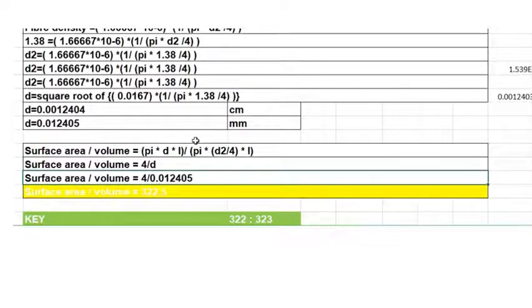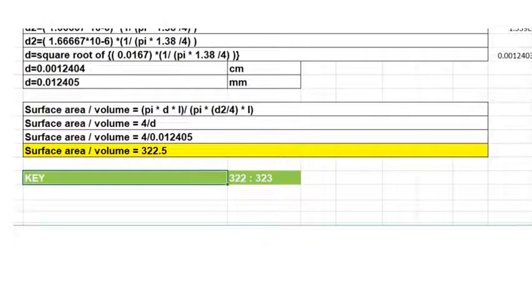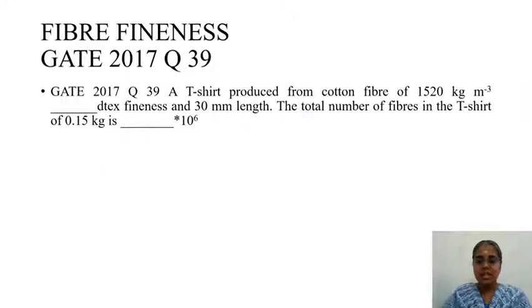Now we are substituting for d in mm. So the value of d is 0.012405. So 4 by d, the answer, surface area by volume, is 322.5. And the key given for this is 322 to 323. If you put any value in this range as answer, then you would have got it right. So this is how we solve this problem. This is a general knowledge type question. You only need to know about the fineness of fiber.